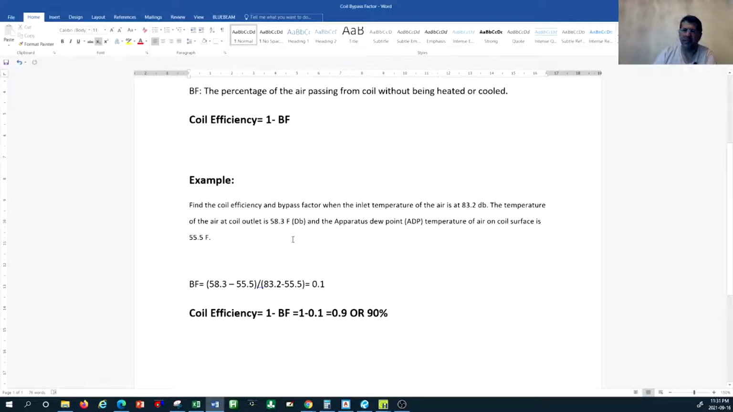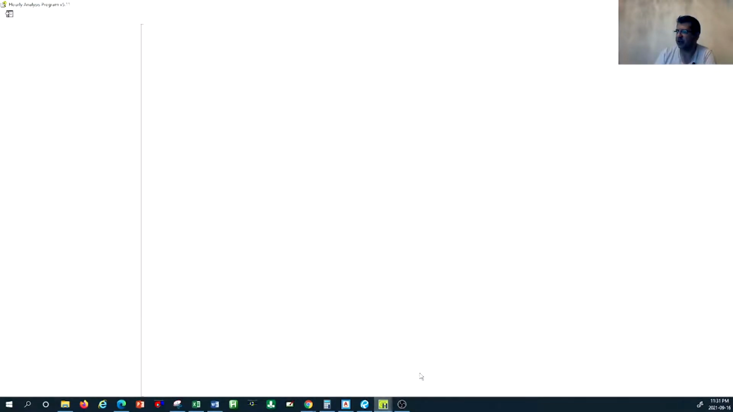So let me put it in perspective in the Carrier HAP software, and how the fundamentals around what we discussed are applied in the Carrier HAP software. I can show that to you very quickly.